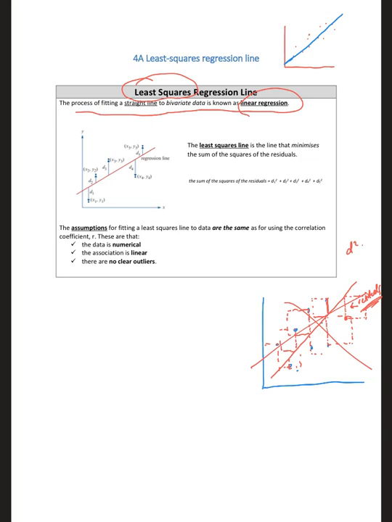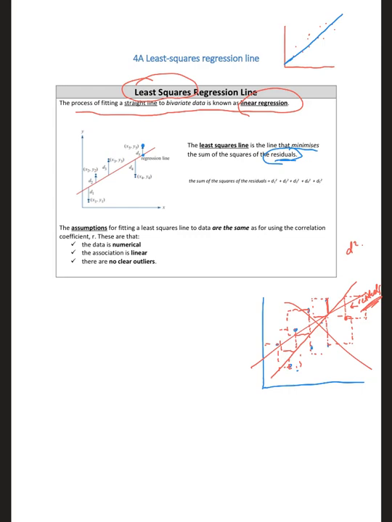All right, so on your notes there, it's going through this as well. So the least squares regression line is the line that minimizes the sum of the squares of the residuals. Now remember, the residual is just the distance between the line fitted or the least squares regression line and the actual data point, okay?